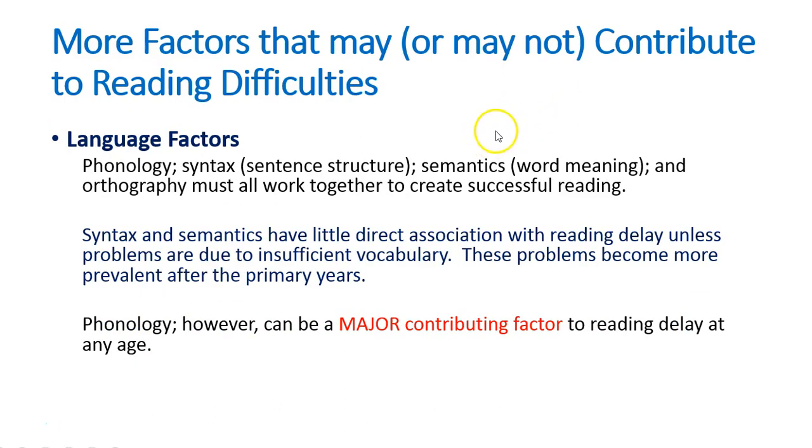Okay, so that was cognitive factors. Now let's consider the language factors. What are the language skills that students actually have to have in order to be successful readers? In terms of language, we know that skills in phonology have to be in place. We know that students have to have an understanding of syntax, or sentence structure. They have to understand semantics, or word definitions, and they also have to understand orthography, which is actually the print.